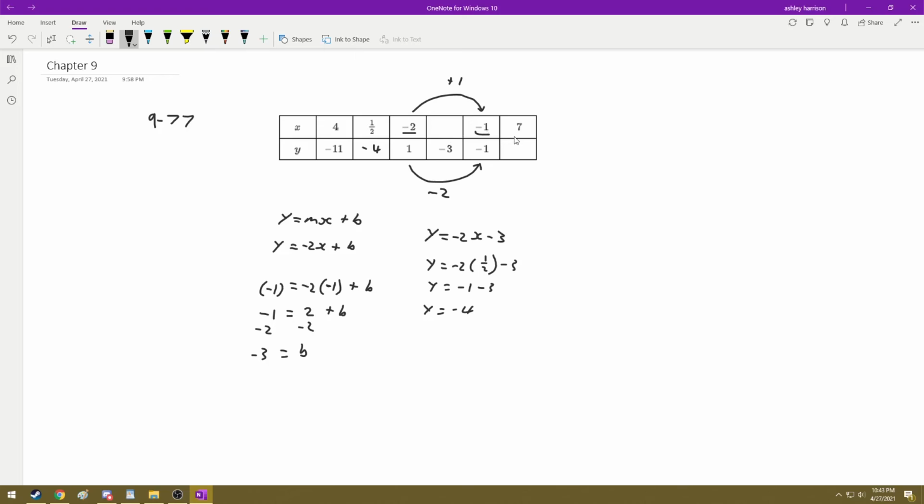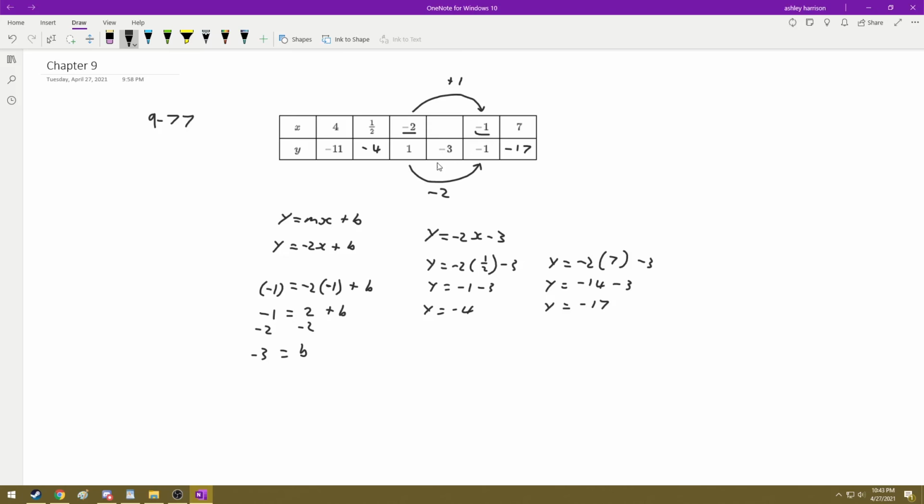Let's skip over this one for a little bit. And we'll have 7 up here. So we can plug that one in as well. y equals negative 2 times 7 minus 3. That is y equals negative 14 minus 3. So y equals negative 17. We can write that in.